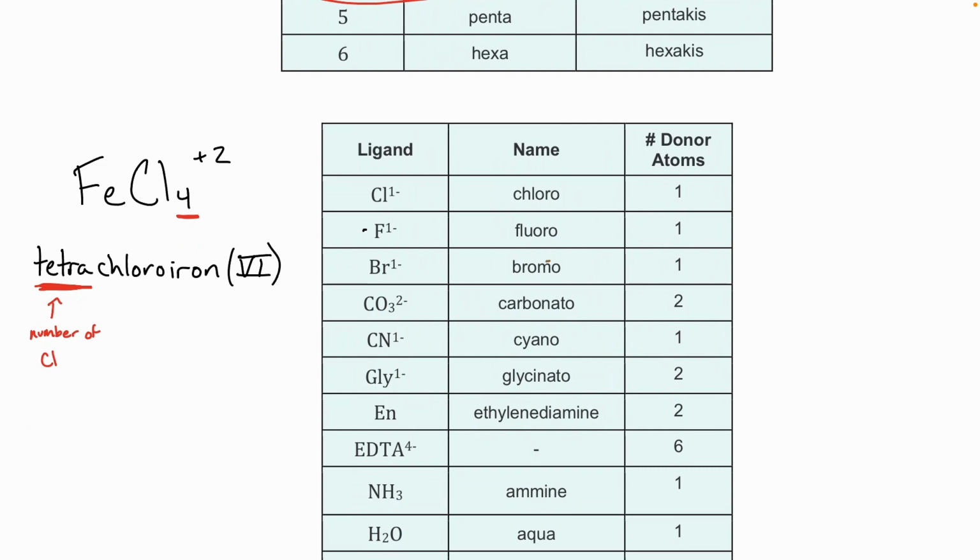What do we think the chloro refers to? Which ligand I have, right? So this is my ligand identity. Where do we think the iron comes from? The fact that it's iron, right? So that's my transition metal.